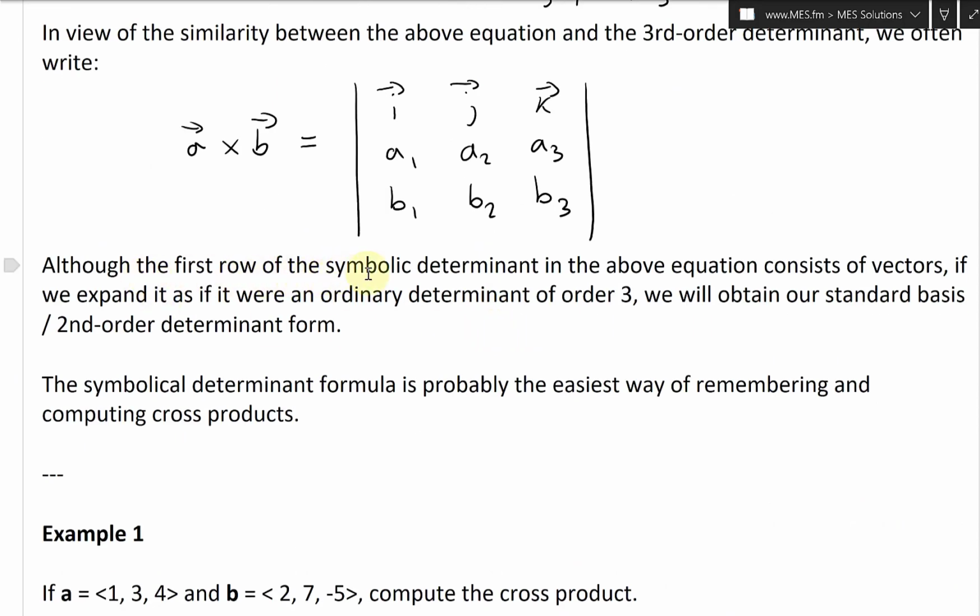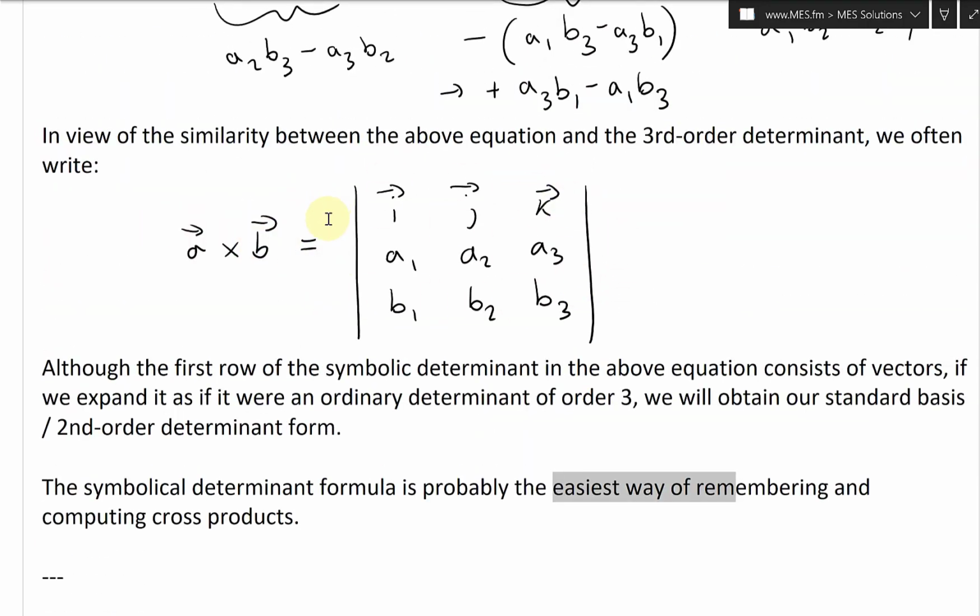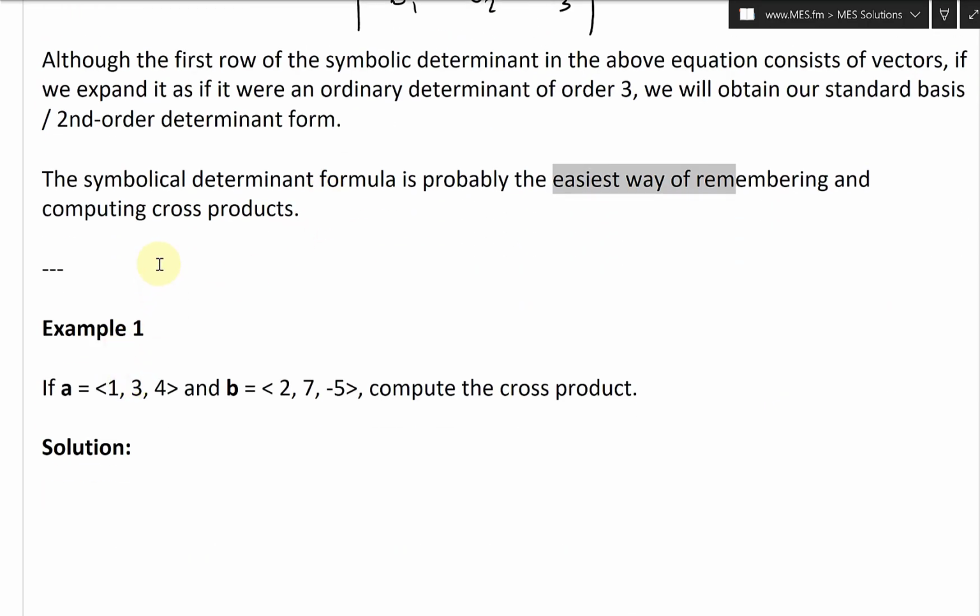So although the first row of the symbolic determinant in the above equation consists of vectors, if we expand it as if it were an ordinary determinant of order 3, we will obtain our standard basis second order determinant form right here. The symbolic determinant formula is probably the easiest way of remembering and computing cross products, and indeed it is. So now let's take a look at an example here.